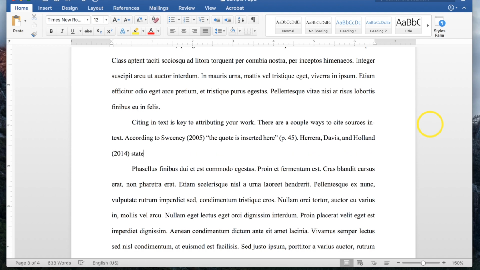If a work has 2 or more authors, you will list both authors every time you mention them. If you cite in parentheses, then you will use the ampersand. If you cite them in a sentence, then you need to type out the word and.